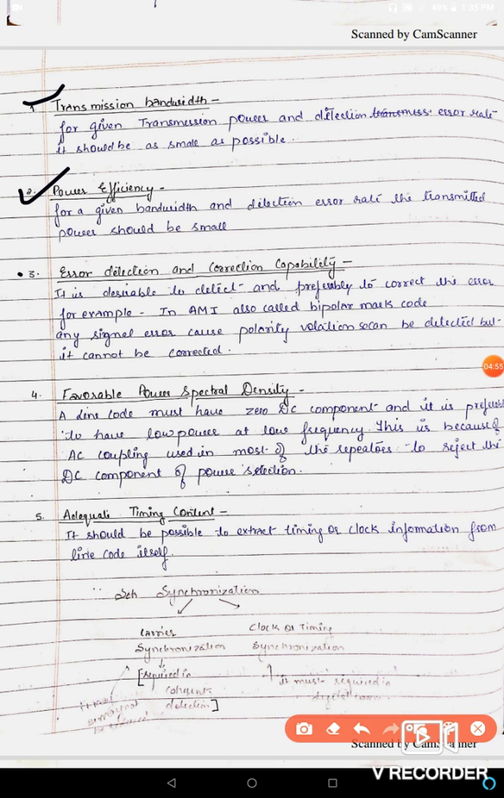Third, a line code must have error detection and correction capability. If I have two line codes, then I will prefer the code which has error detection and correction capability. AMI is one such code. Then the fourth important property of a line code is that it must have a favorable PSD. The meaning of favorable PSD is that it must have zero DC component. So what is the meaning of zero DC component?